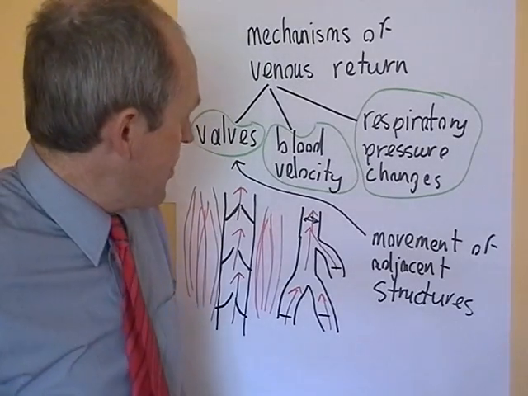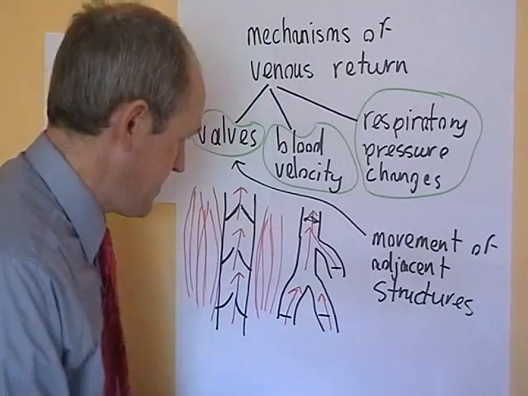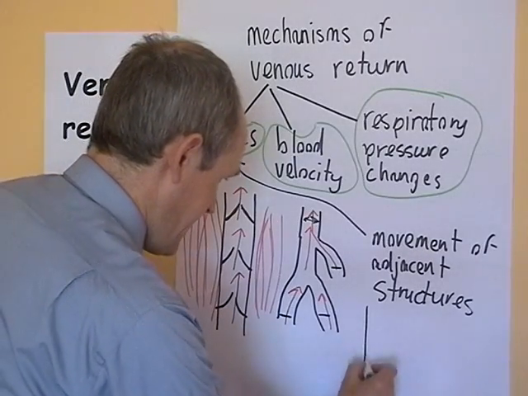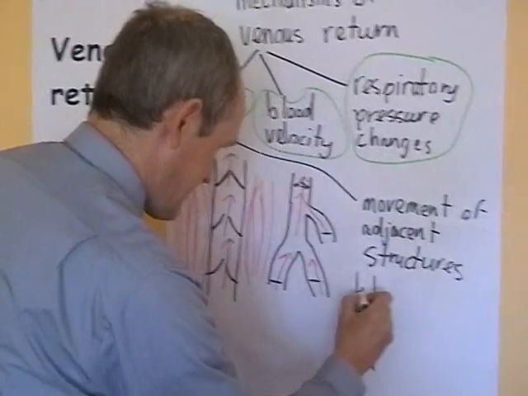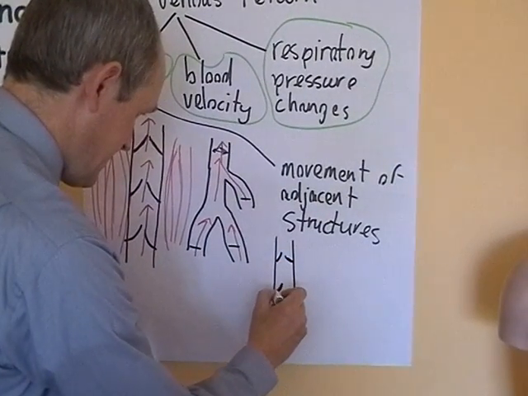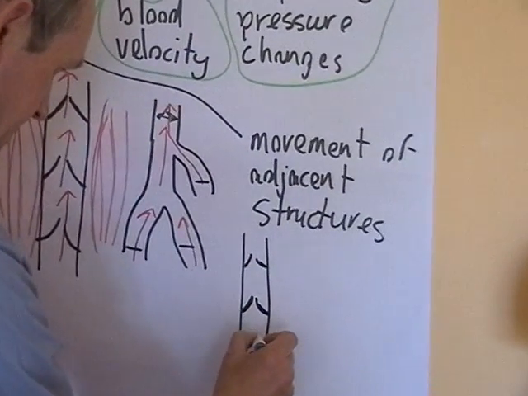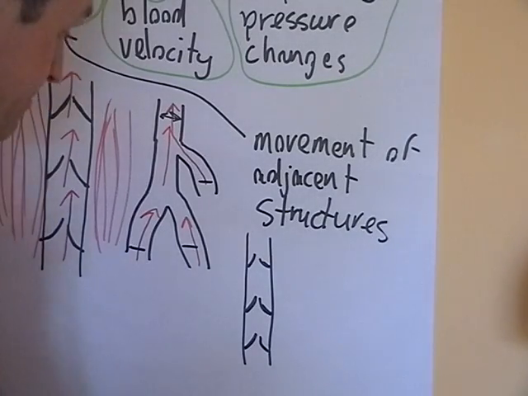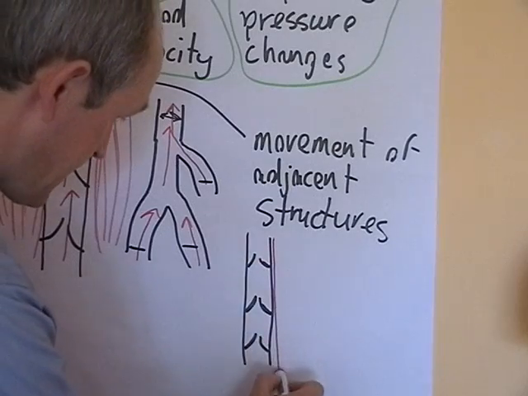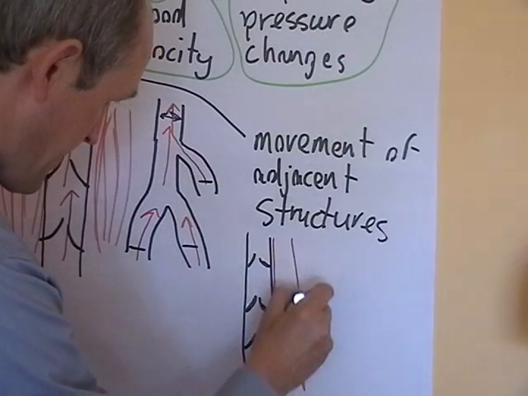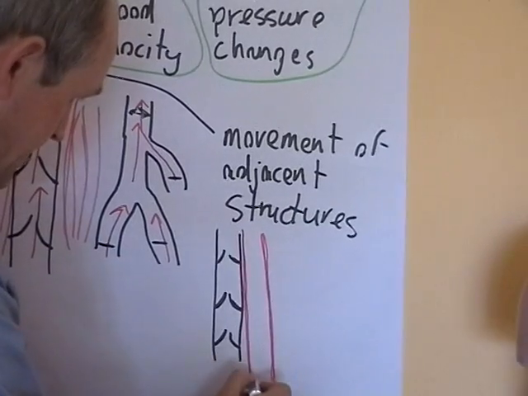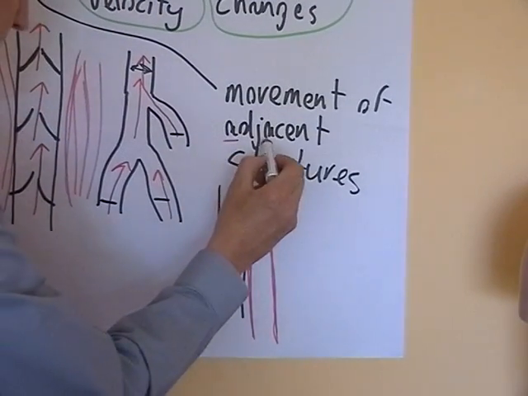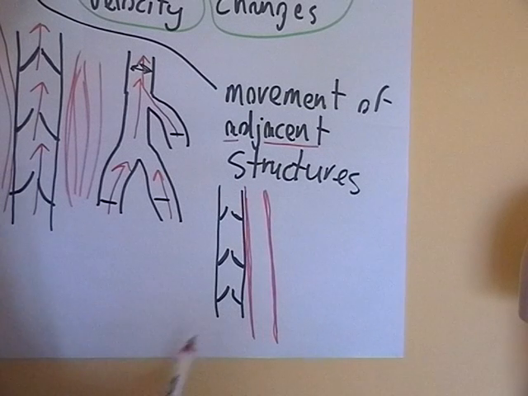Now I think I'll mention one more thing in this part. If that's a vein here with its valves in it, now veins and arteries tend to lie together in the body. Nerves often go in the same rough anatomical location as well. But there's an artery, and the artery is adjacent to the vein.